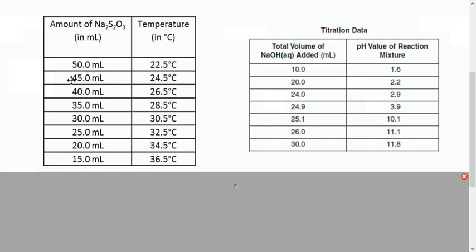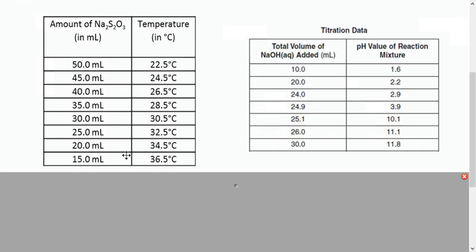So I would probably start, my lowest point is 15. So I'd probably start at 15 on the x-axis and go up by increments of 5 to fill the space. And my temperature, again, I'm not going to start at 0 because my lowest temperature is 22. I'm probably going to start at around 20 and then end my y-axis around 40.